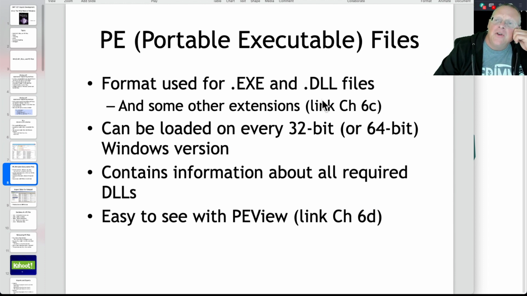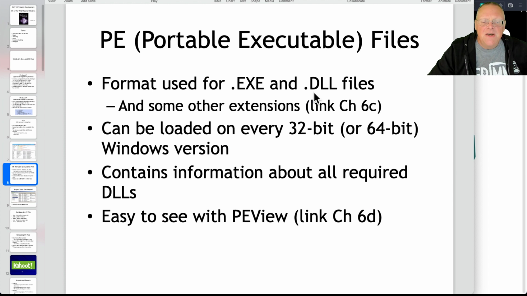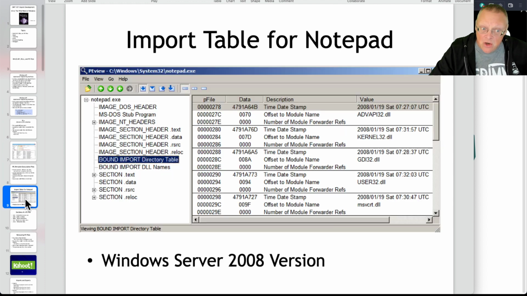Now, portable executable files are the files for all executables on Windows. It is the general category called portable executable, and that includes EXEs and DLLs and COM files. And so they can be loaded on any version of Windows, and you can see the structure of a portable executable file with the free tool PE View. So here's Notepad, and it's got headers, and it's got various sections here. You see it has text, data, resource, and relocation sections.